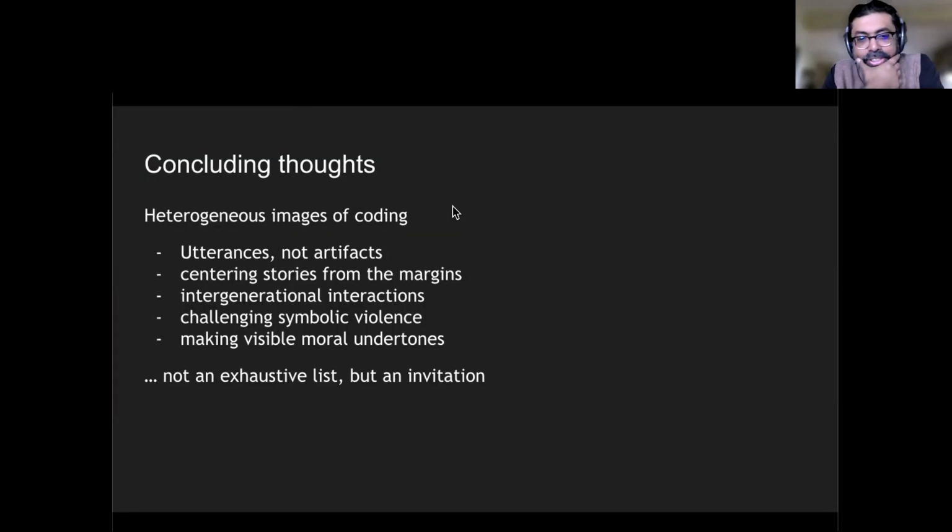So yeah, utterances, not artifacts, centering stories from the margins, intergenerational interactions, challenging symbolic violence, making visible moral undertones. This is what we can get to if we do not center devices and code. But I want to point out that devices and code were critical in making these interactions explicit, right? So this is not a call to abandon, not a call for being a Luddite. This is a call for being morally aware of our actions as computing education researchers.